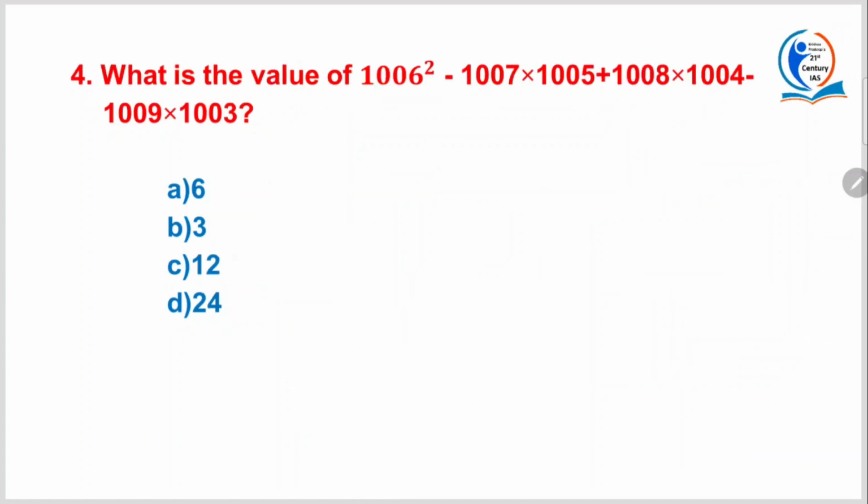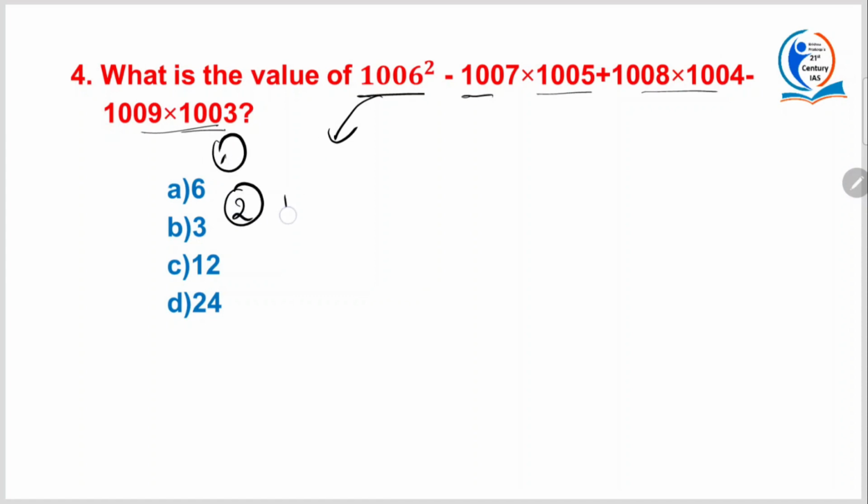What is the value of 1006 square minus 1007 into 1005 plus 1008 into 1004 minus 1009 into 1003? See, if you are going by the conventional method, that is multiplying 1007 into 1005, then this you will multiply, this you will multiply, it will take at least 20 minutes. So it is a waste of time to calculate that way. Now what can you do? One way is direct multiplication.